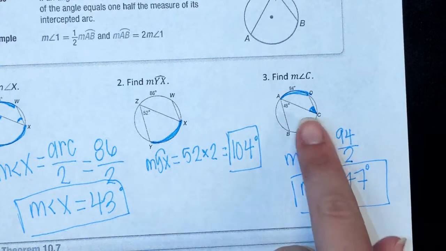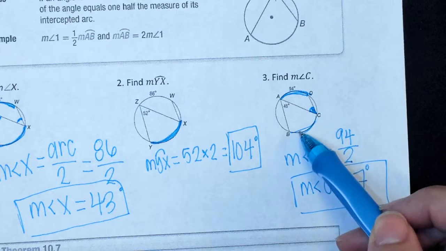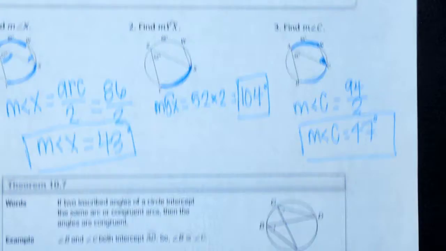Good job. What if I wanted to find arc BC? Just for example, if I wanted to find this arc, what would I do? Multiply 48 by 2, right? Okay, let's go on to the next scenario.